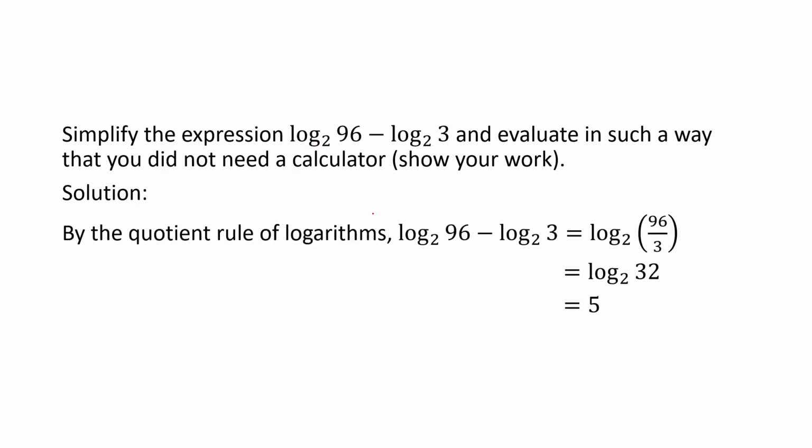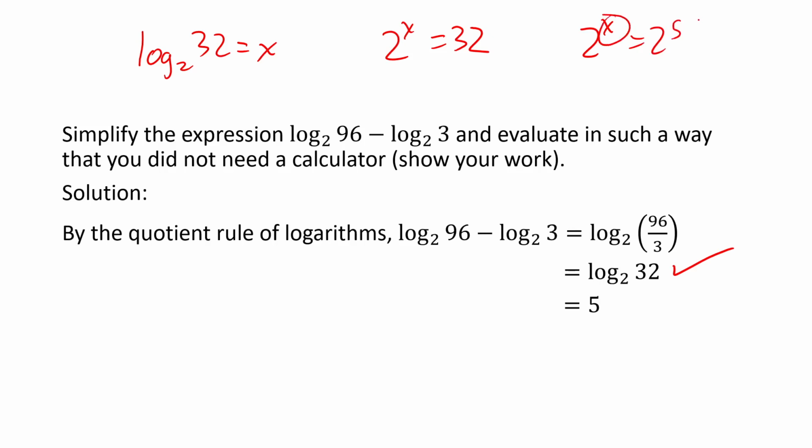Well, 96 over 3 is equal to 32. So now I'm just looking for the log base 2 of 32. Well, if I said to you the log base 2 of 32 is equal to x, you would tell me, therefore, 2 to the x is equal to 32. You know that 32 is equal to 2 to the 5, and you'd tell me that x is therefore equal to 5. And that's our final answer.